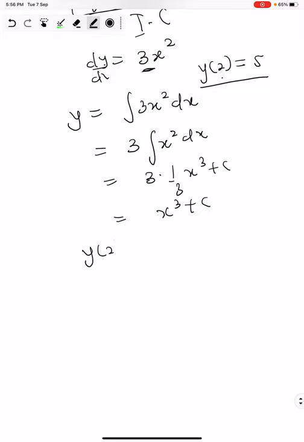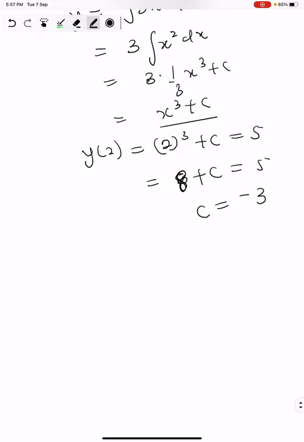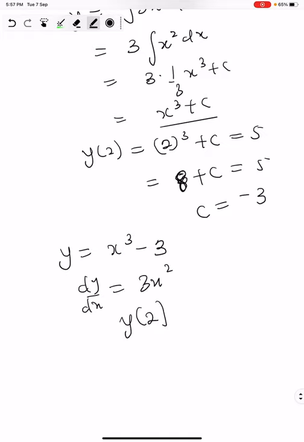But we've been given the condition that y of 2 is equal to 5. That means y of 2 is equal to, wherever we see x, we put 2 there. So we have 2 cubed plus c, and this whole thing is equal to 5. So 8 plus c is equal to 5. Therefore, c is equal to 5 minus 8, which is minus 3. Therefore, y is equal to x cubed minus 3 is a solution to the differential equation dy dx is equal to 3x squared with the initial condition y of 2 is equal to 5.